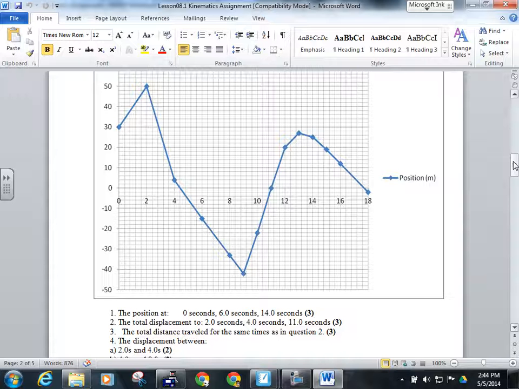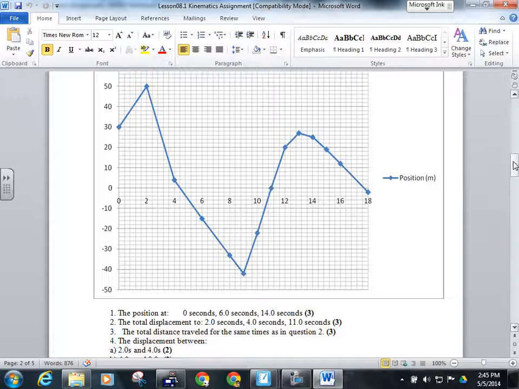Okay, number 2, total displacement to 2 seconds, 4 seconds, 11 seconds. Here's what that means. It means from 0 to 2 seconds, from 0 to 4 seconds, and from 0 to 11 seconds. You may want to write that on there, okay? When it says total displacement to these times, it means from 0 seconds to 2 seconds, 0 seconds to 4 seconds. And then number 3, the same, but now it's distance traveled for those same time intervals. So from 0 to 2 seconds, from 0 to 4 seconds, from 0 to 11 seconds.